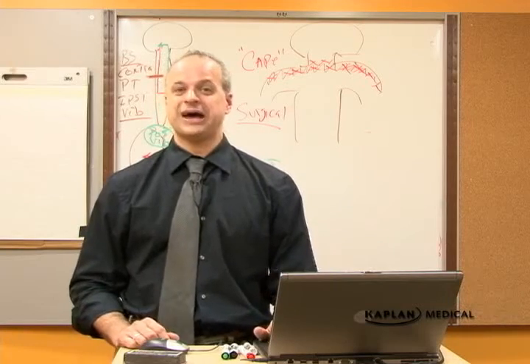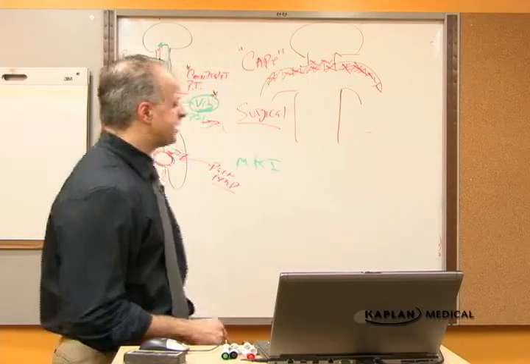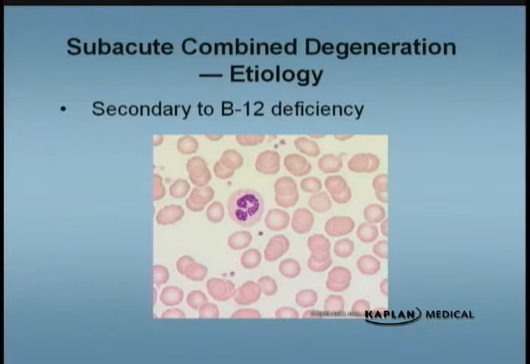Well, subacute combined degeneration of the cord is from B12 deficiency. Oh, look at our little friend there. Look, it's a hypersegmented neutrophil. Let's say 1, 2, 3, 4 lobes. Who are these little bad boys? Why, they're little platelets. Look how cute they are.